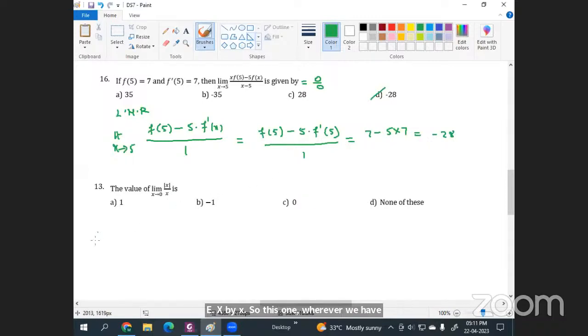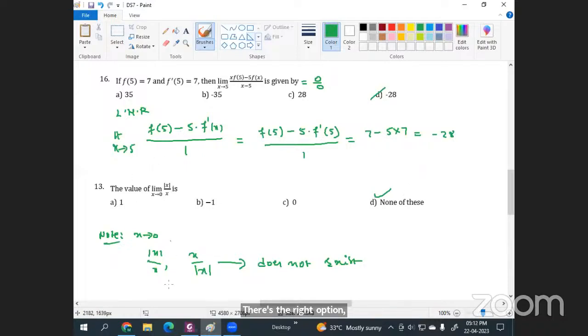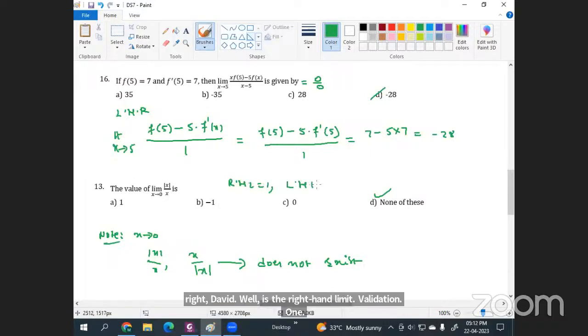Whenever we have this question, note: when x tends to 0, mod x by x or x by mod x always does not exist. D is the right option. Mod x by x: the right hand limit value is 1, and you will get the left hand limit value as -1.